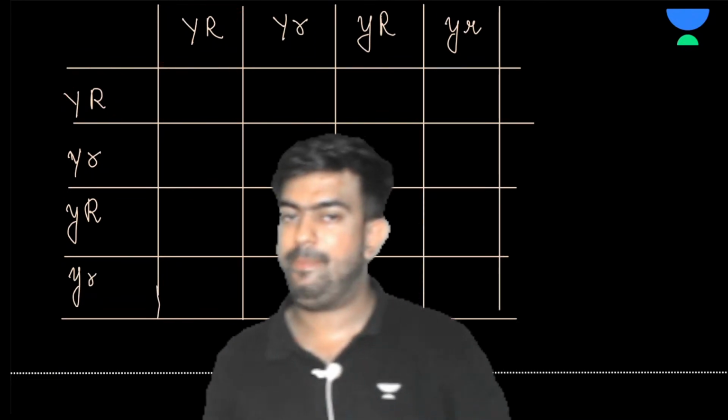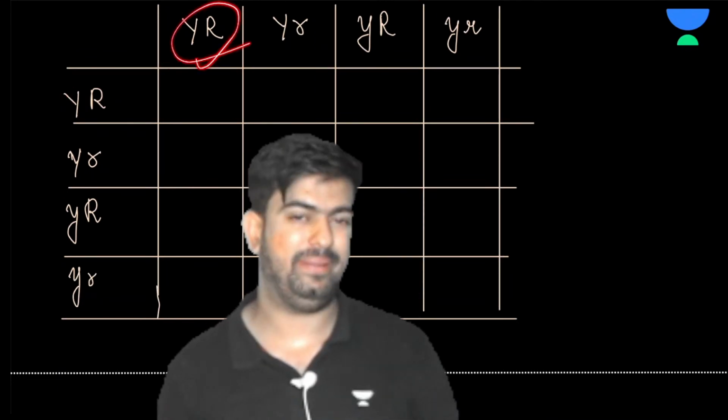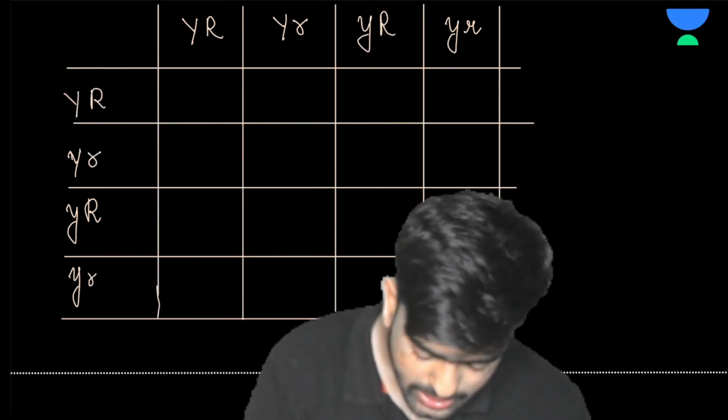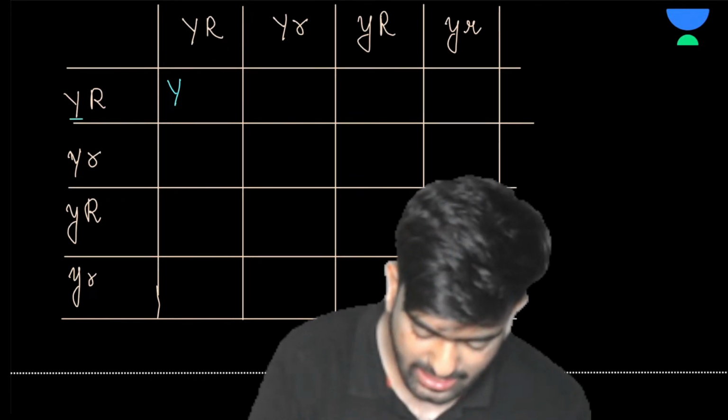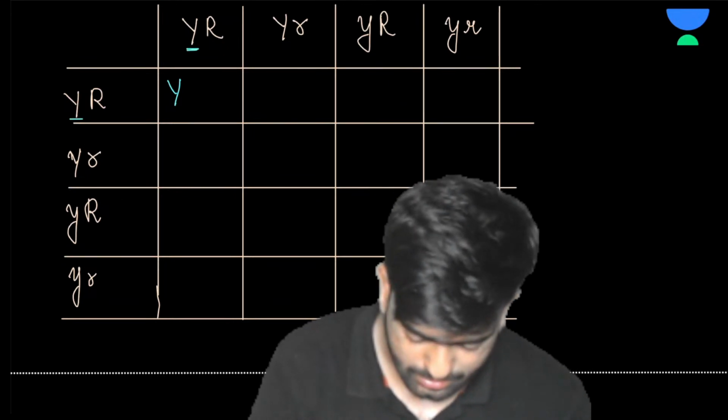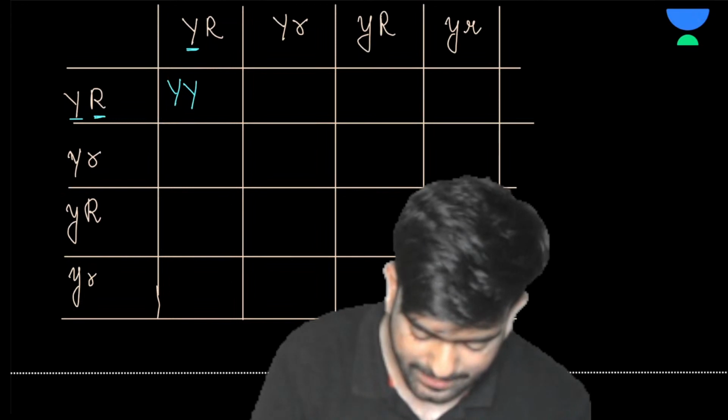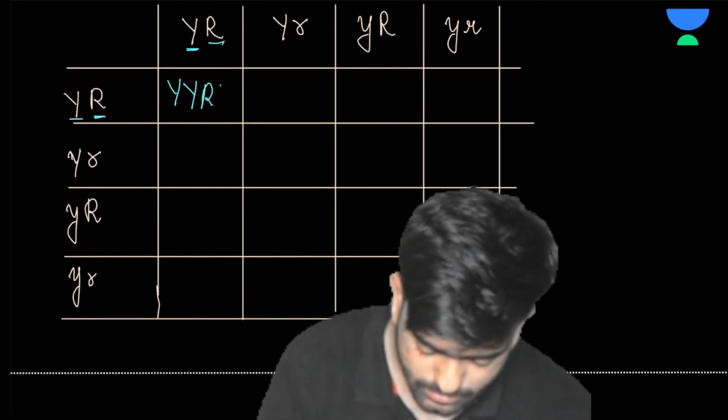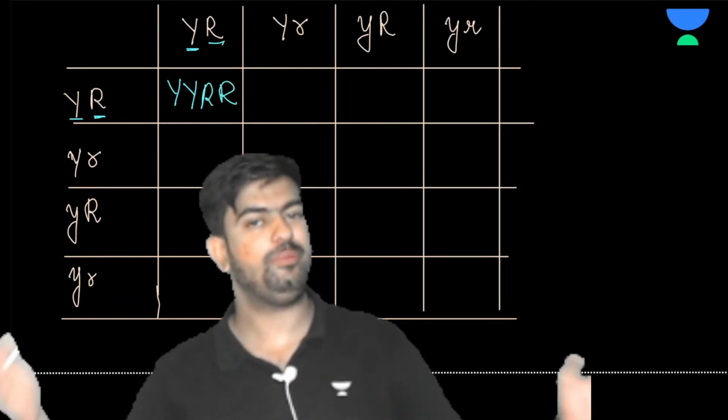See, capital Y, capital R, capital Y, capital R. Just add it. Y with Y, R with R. Okay. So how to do? Capital Y, write this capital Y and this capital Y. And then write this capital R, this capital R. See, is it done? Yes, sir. We made the table.